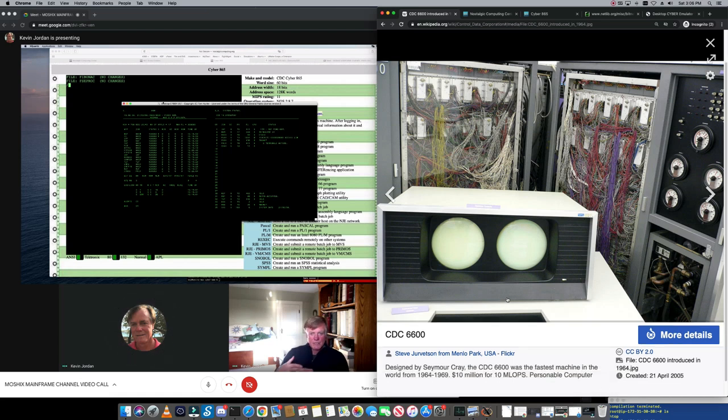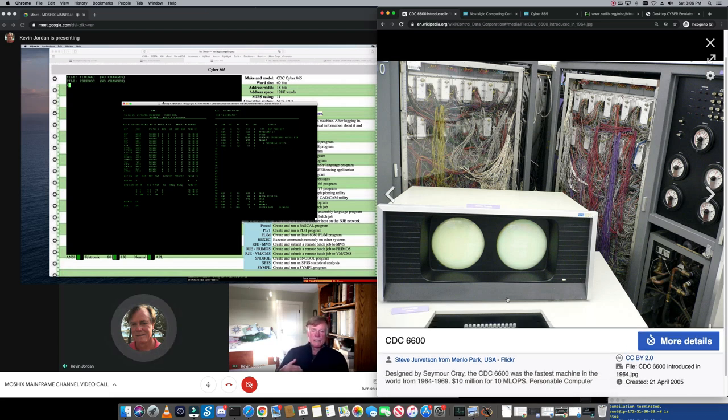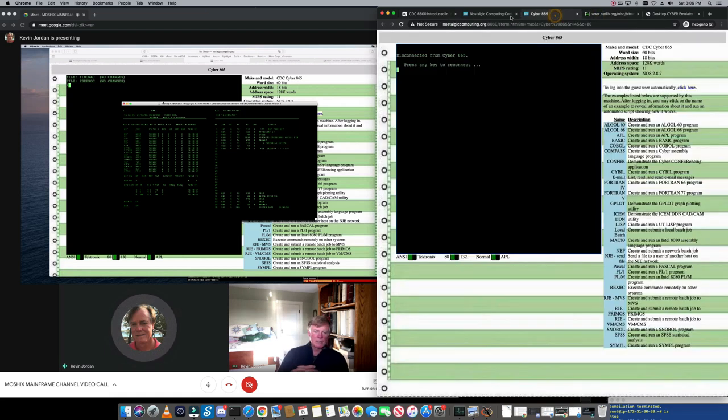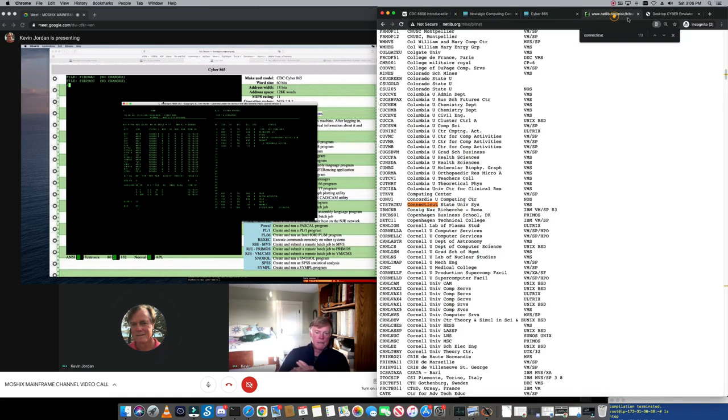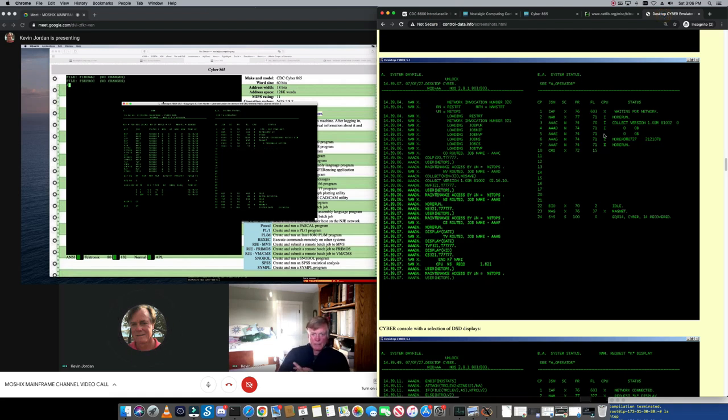So this dedicated processor, that's the operator interface basically, is refreshing this pair of tightly connected CRTs 30 times a second, and drawing all the characters. It's a vector display, not a character display. Yeah.